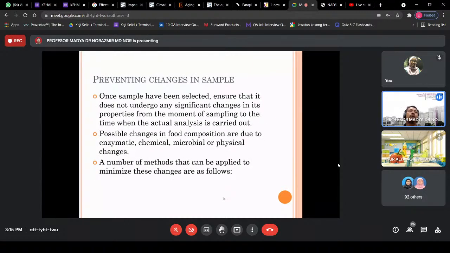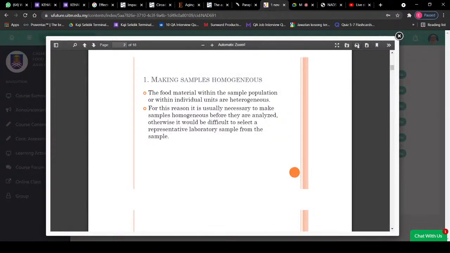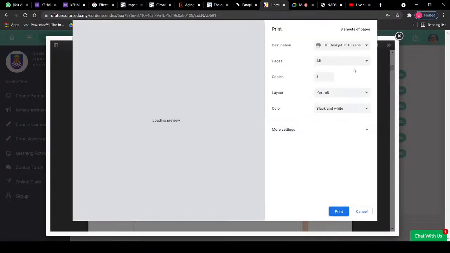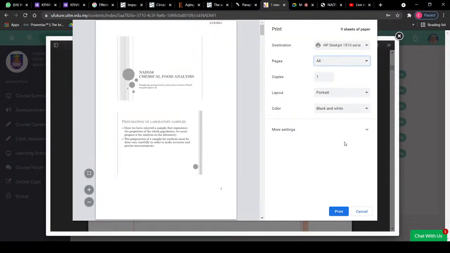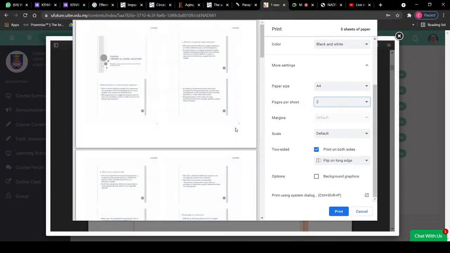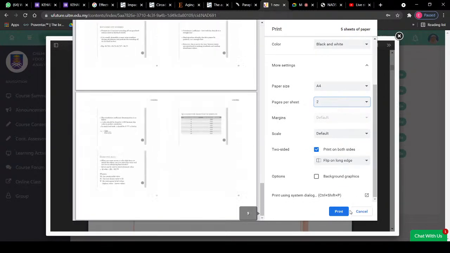Okay. So how do we prevent changes in the sample? Once a sample has been selected, we must ensure that it does not undergo any significant changes in its properties from the moment of sampling until we carry out the analysis. The possible changes are due to enzymatic, chemical, microbial, or physical changes. Okay, these possible changes can be attributed to the product or to the sample.